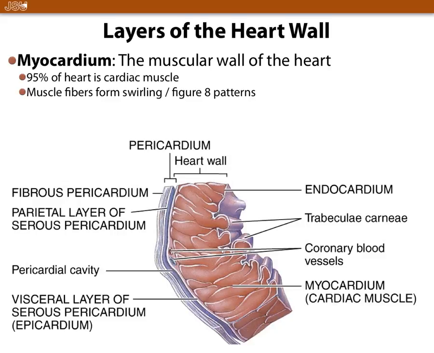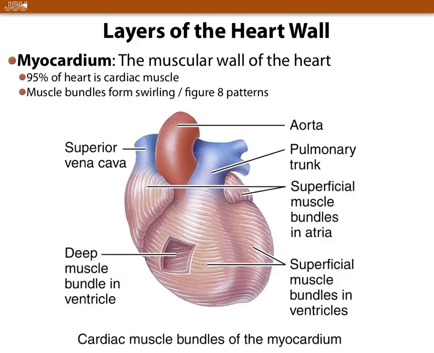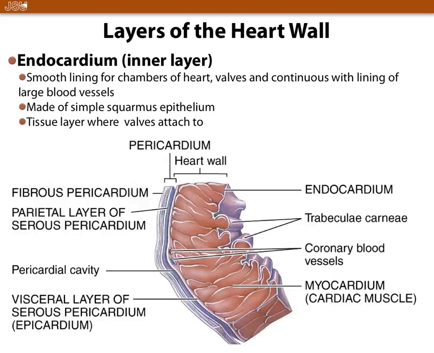Myocardium, this is the musculature of the heart. Most of the heart is made up of myocardium. When you look at it on a macro level like this, it actually has these swirling bundles. Okay, it's not just like thick muscle, it swirls. Okay, then inside we've got the endocardium. Endocardium is what the valves and parts of the heart connect to. Okay.